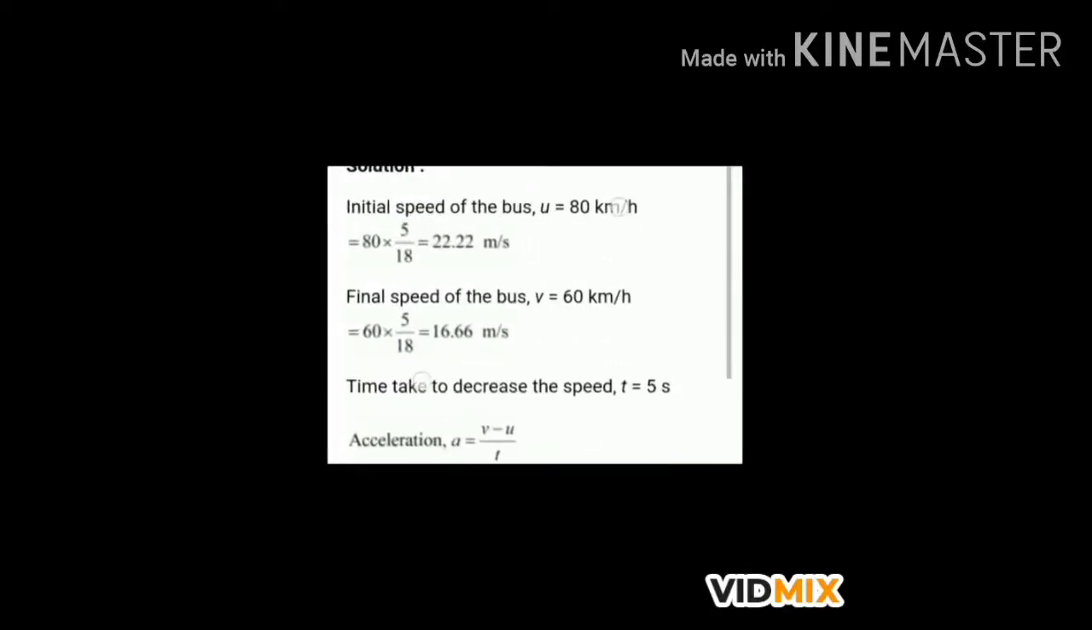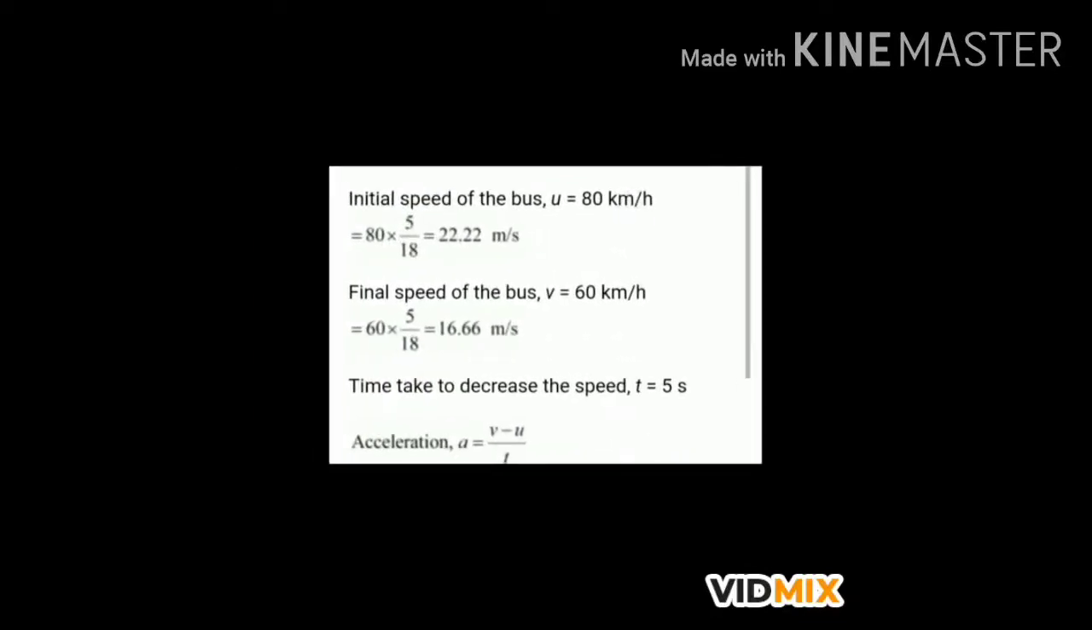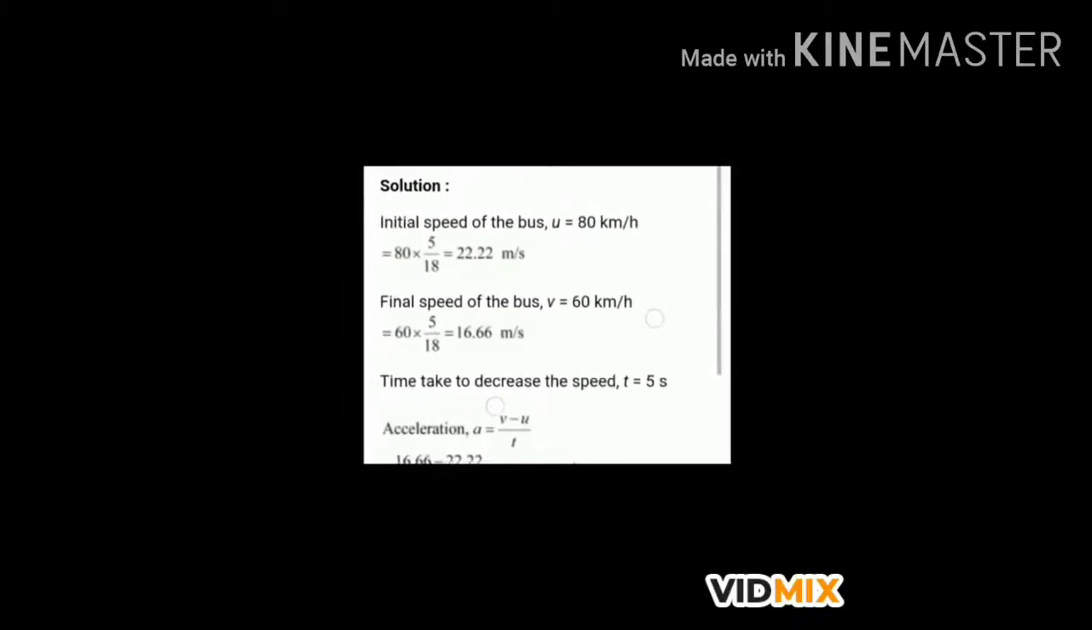So as you can see, initial speed of the bus, that is u, equals to 80 km per hour. To convert kilometer per hour to meter per second, we multiply it with 5 upon 18. Okay, so we will get 22.22 meter per second, and the final speed of the bus is 60 km per hour, and we will convert kilometer per hour to meter per second. So it will come 16.66 meter per second. So time is already given, 5 seconds.